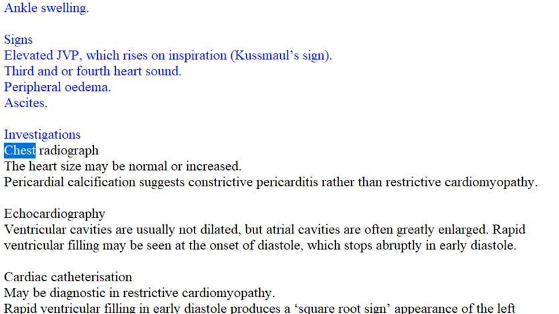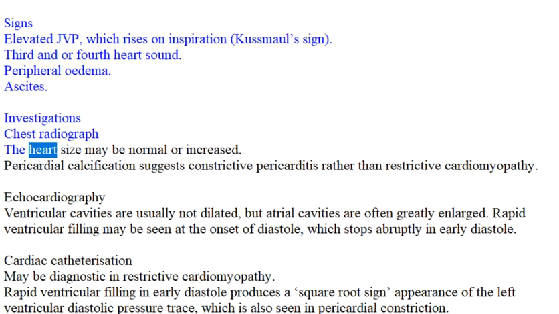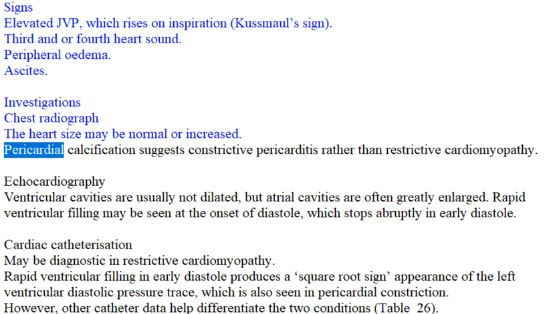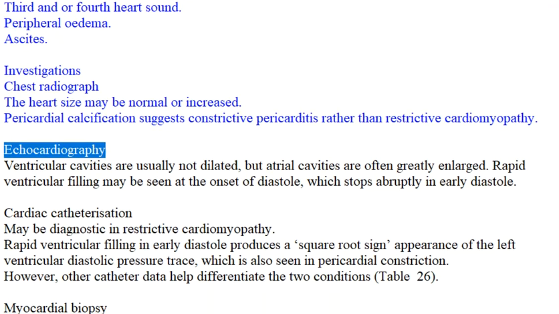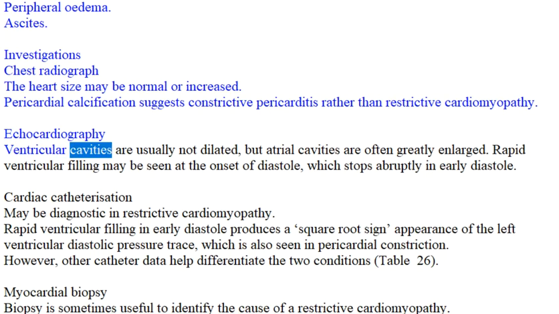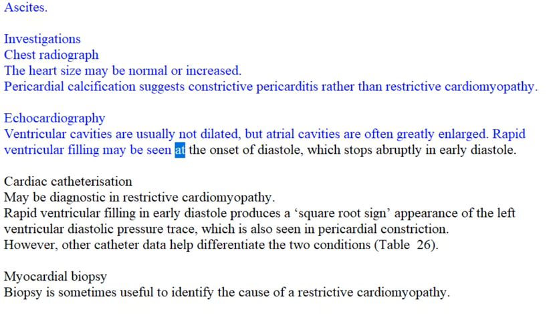Investigations. Chest radiograph. The heart size may be normal or increased. Pericardial calcification suggests constrictive pericarditis rather than restrictive cardiomyopathy. Echocardiography. Ventricular cavities are usually not dilated, but atrial cavities are often greatly enlarged. Rapid ventricular filling may be seen at the onset of diastole, which stops abruptly in early diastole.